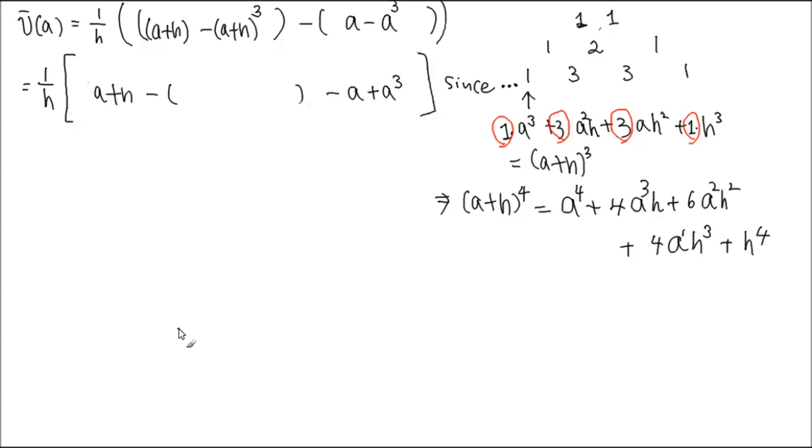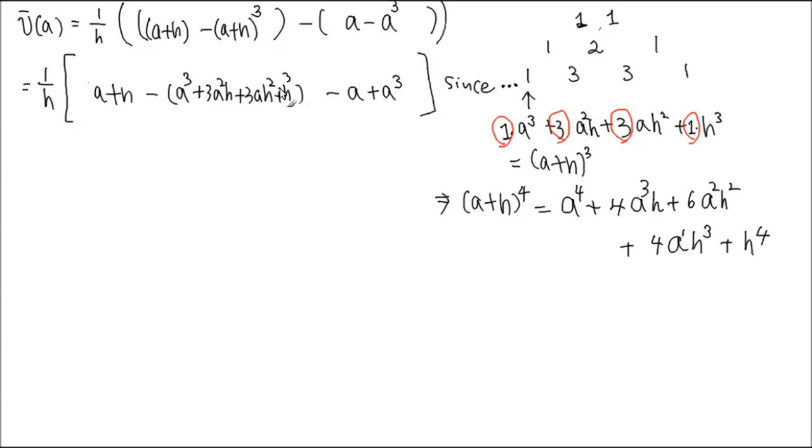Why did we do all that? Go ahead and replace that a plus h with the expanded term, right? And what was that? It's a cubed, 3a squared h, 3ah squared plus h cubed, right?